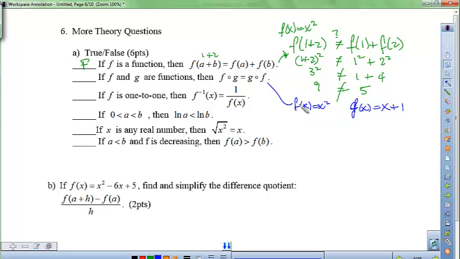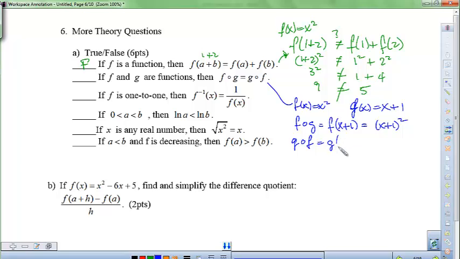So f of g is the same thing as f, and then g goes inside: x plus 1. This says when you take whatever's inside here and you square it, this is x plus 1 squared. Whereas g composed with f is g, and then inside is f, that's x squared, and g is x plus 1, so whatever's inside here gets replaced by x, so that's x squared plus 1.